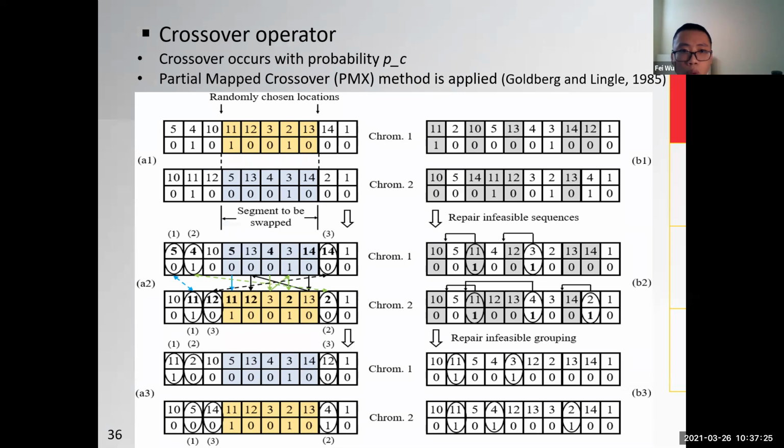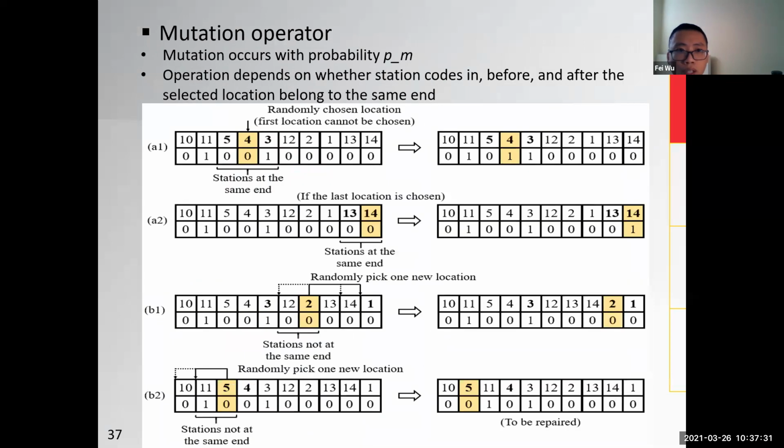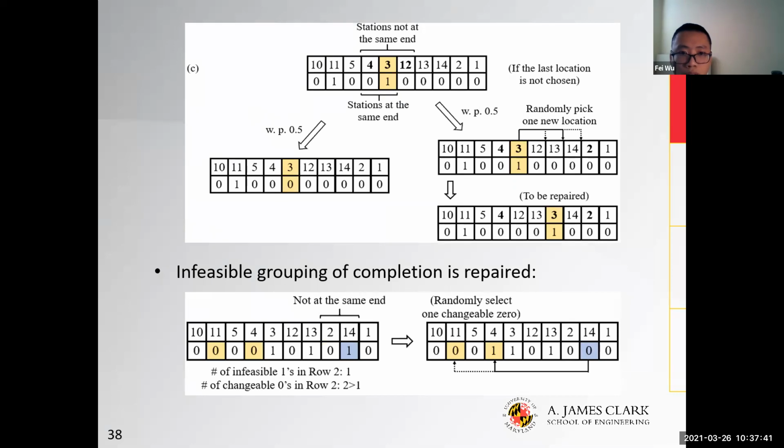So here is how we do the crossover for these chromosomes, and here is how we do the mutation for these chromosomes, using some possible moves and some adjustments for the infeasible chromosomes.